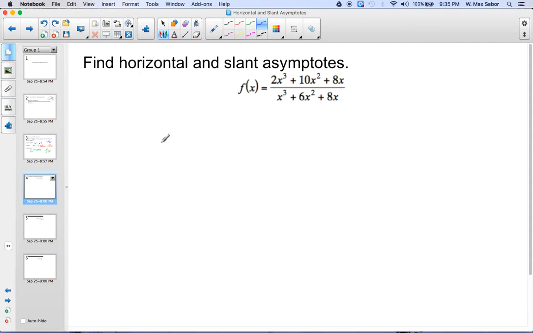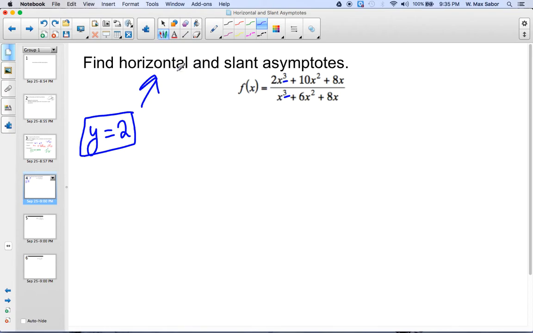Let's calculate some horizontal and slant asymptotes. So first we should look at the degrees, and because they have the same degree, we can just divide the coefficients and that will give us our horizontal asymptote. So y equals 2 is our horizontal asymptote.